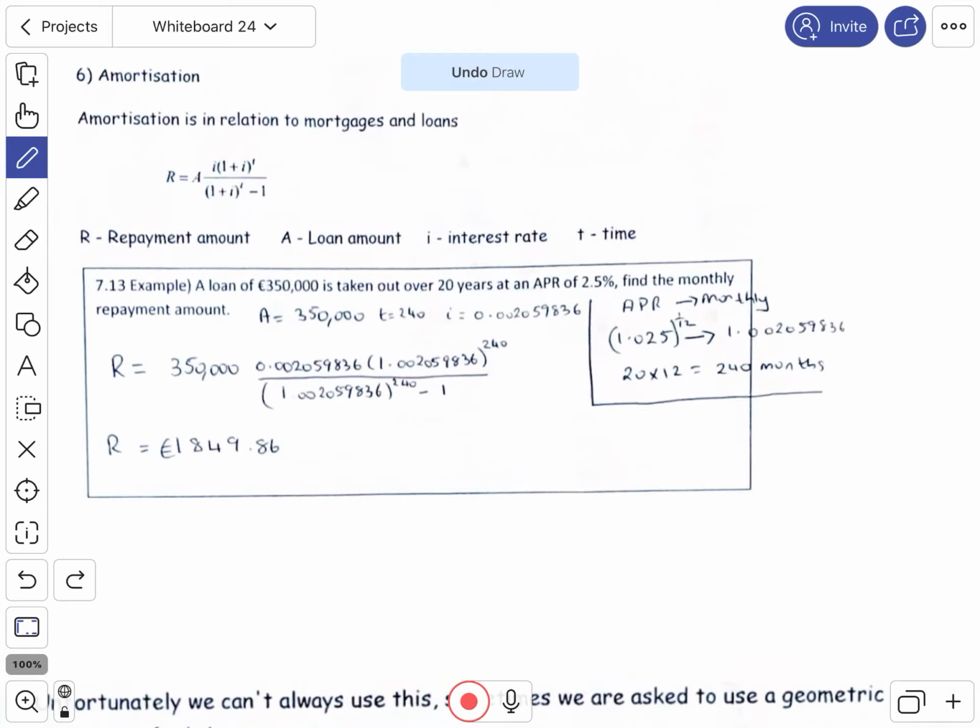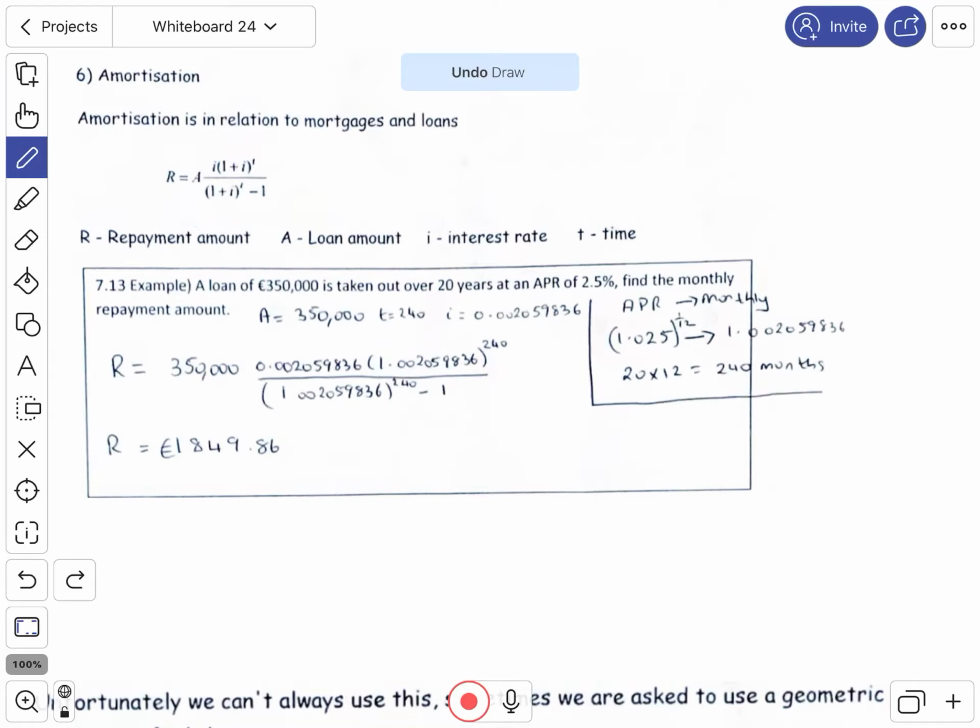Find the monthly repayment. So step 1 was always make sure everything is in the same units, either years, months, or whatever. If they're looking for the monthly repayment, I need to change everything to be months. So this is changed to be months, this is changed to be months. Out in the side here in the box, this is my now interest rate, and this is my months. And all we're doing is filling in this.